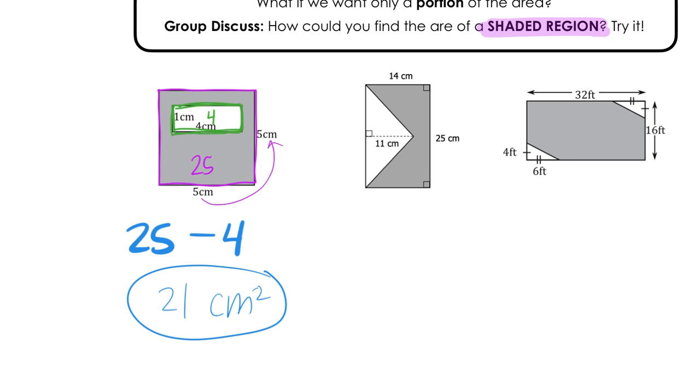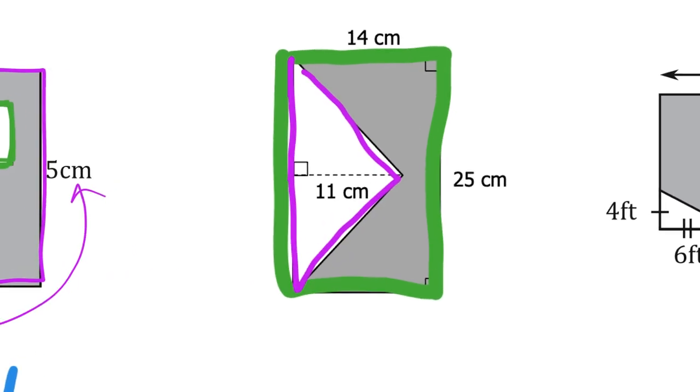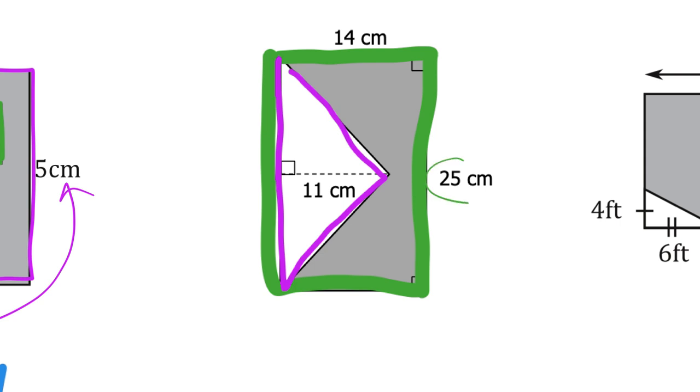Okay, the next one, it looks like we have a rectangle. If we're looking at the outside shape here, that's a rectangle. And then the hole that's being cut out of it, this white area, this is a triangle. So we're going to find the area of the rectangle, the area of the triangle, and then we're going to subtract. So the green rectangle would just be 25 times 14. So that is 350. So the inside of this rectangle would be 350.